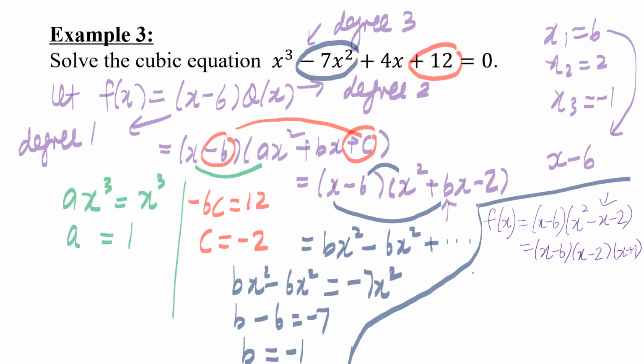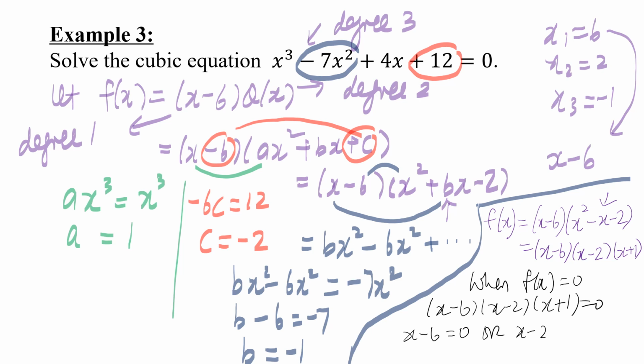So when f of x is equal to 0, you're solving it. You will have x minus 6, x minus 2, x plus 1 equal to 0. So therefore, x minus 6 is equal to 0, or x minus 2 equal to 0, or x plus 1 equal to 0. And hence, your solutions are x equals 6, or x equals 2. These are your roots, or the solution of your cubic polynomial.